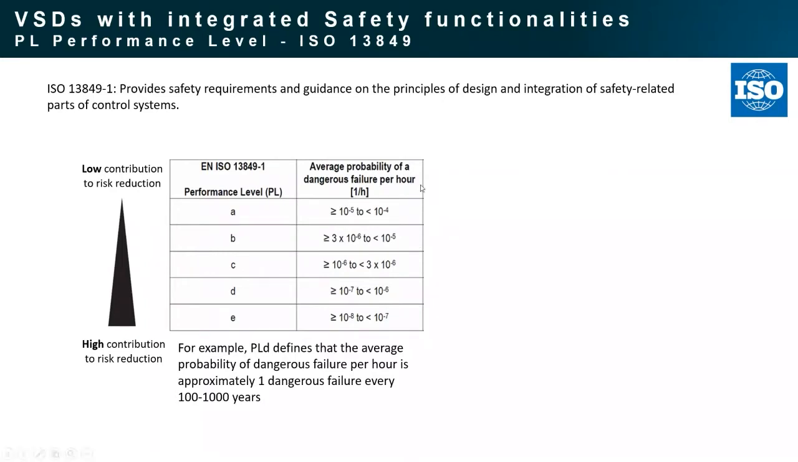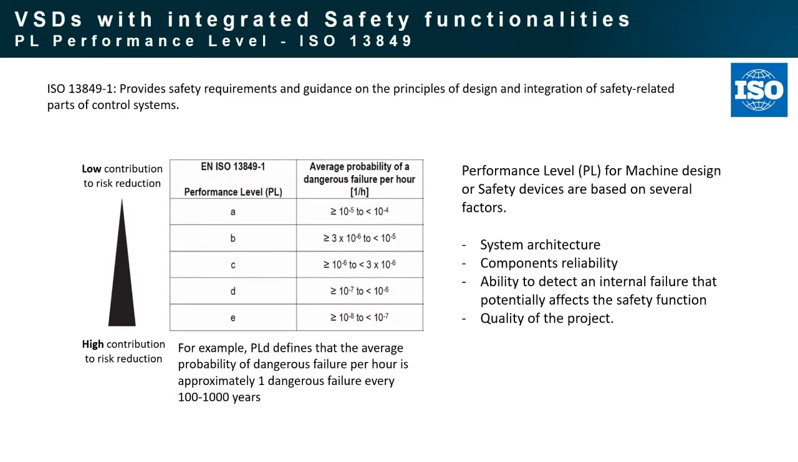Just to have an idea, all these levels are linked with different average probabilities of dangerous failure per hour. For example, performance level D defines that the average probability of dangerous failure per hour is approximately 1 dangerous failure every 100 or 1,000 years. So it is a very low probability of failure that may cause injuries or other problems in the industrial process. But in the end, how is the machine classified?